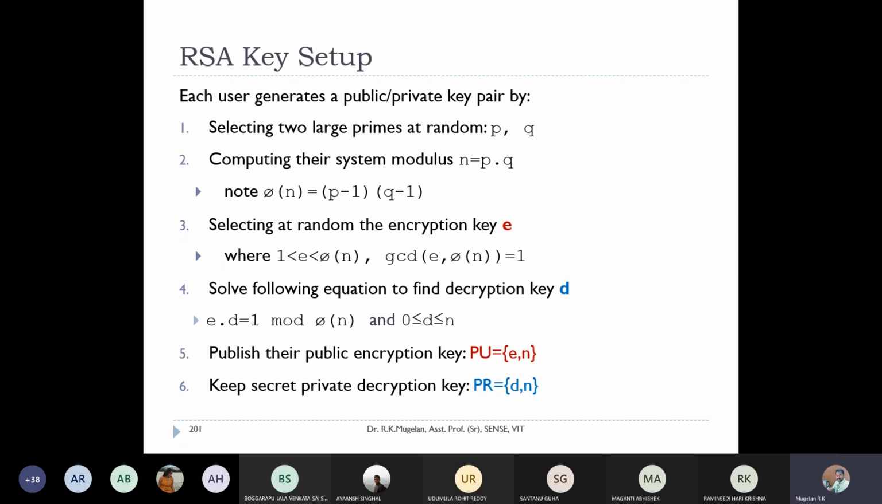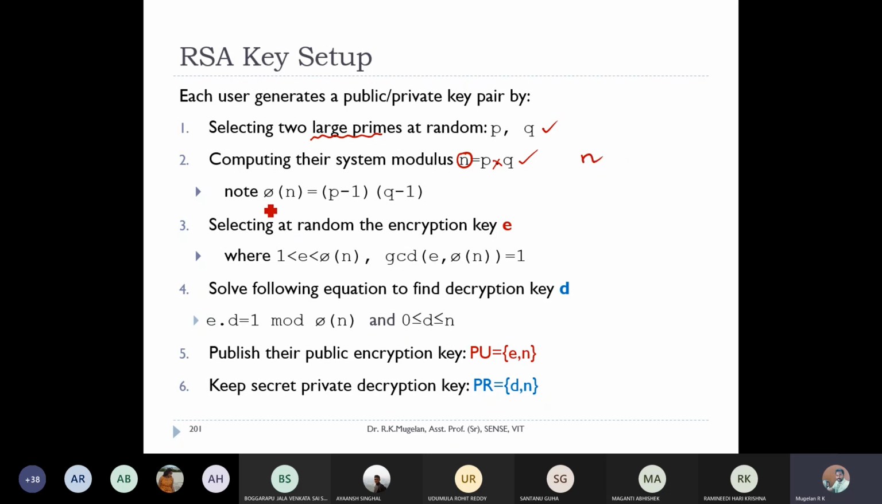So how is the key setup process going to happen? The first thing, as I said, is that we have to choose two prime numbers. They will always be very large prime numbers. This is the first step. Next step, I compute the value of n: p dot q, which is multiplication. So I got one of my public keys, n.